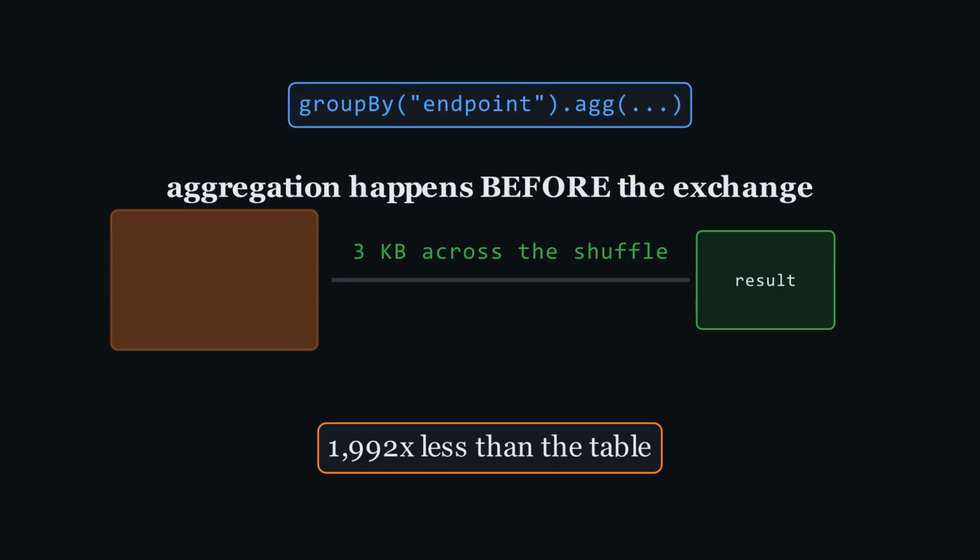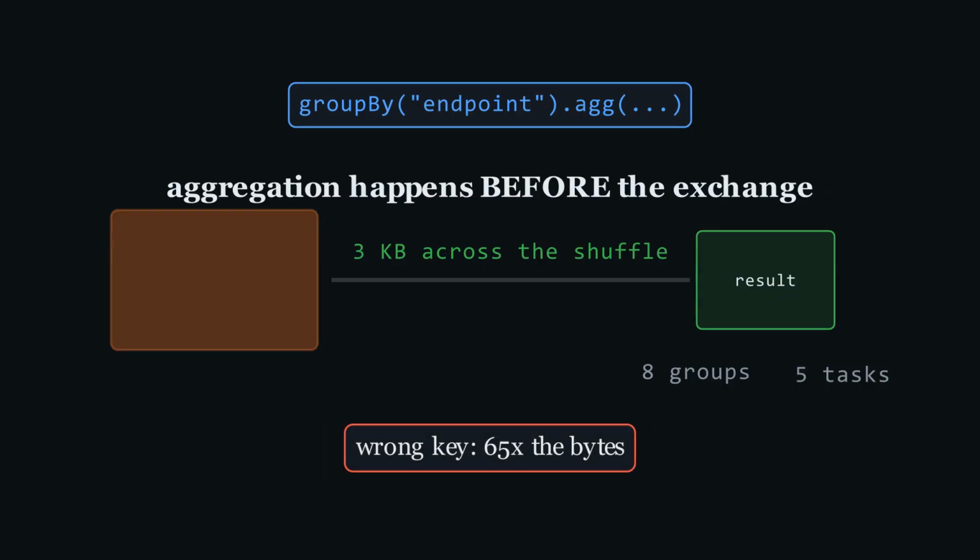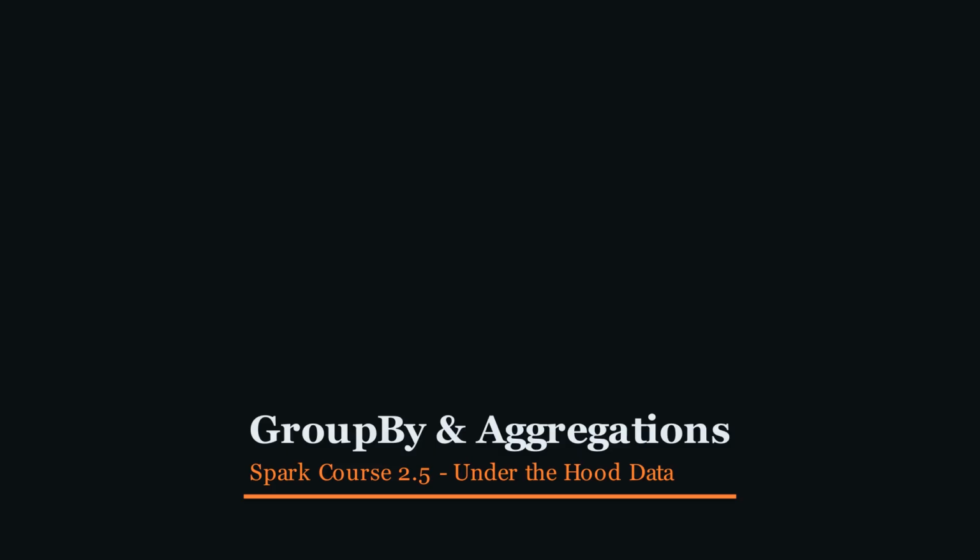Measured on this machine, 8 groups, 5 tasks. What travels is the number of groups, not the size of your table. Pick the wrong key and the same query moves 65 times the bytes. Today, GroupBy, aggregations, and the exchange underneath them.